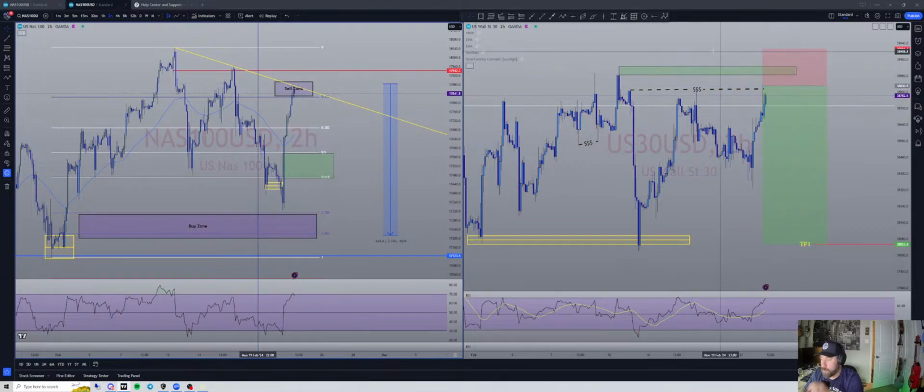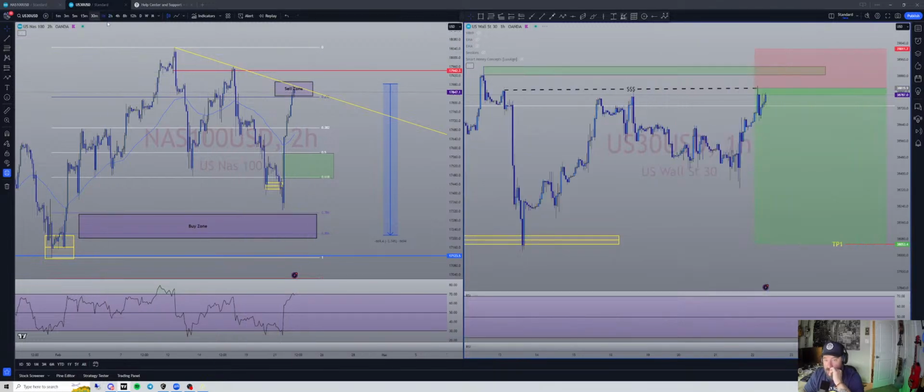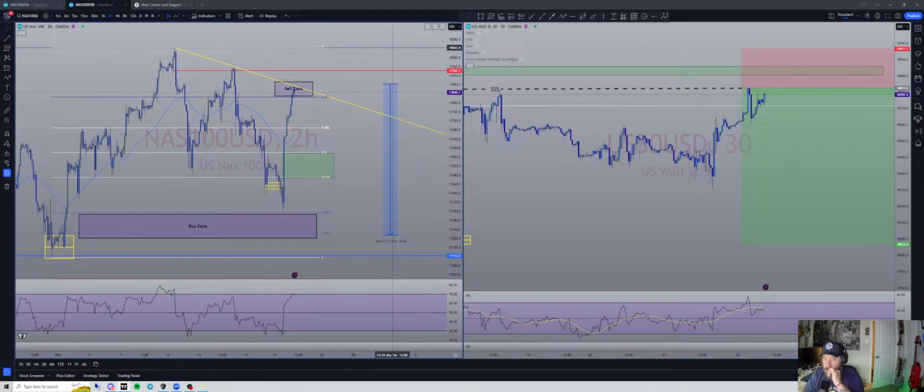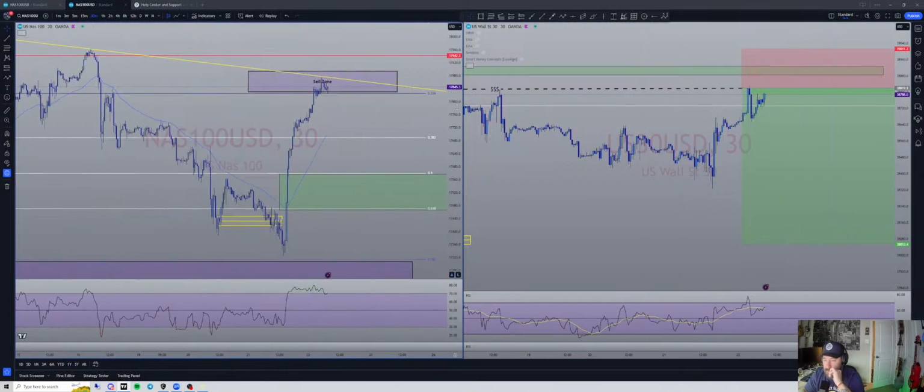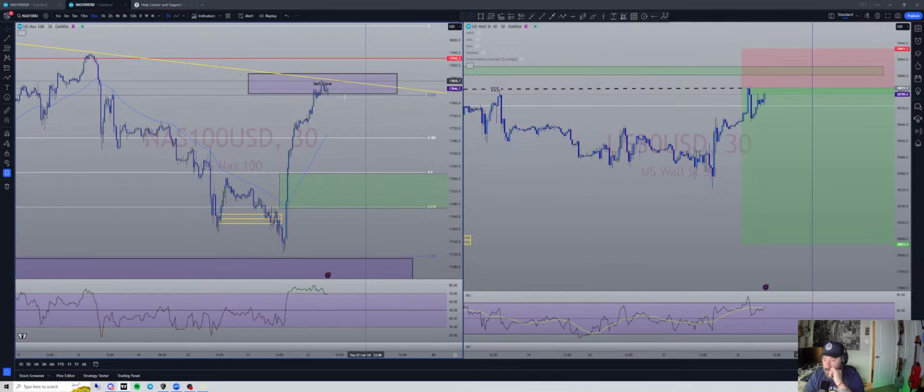Dirty 30 is just hanging out. Again, we're in just a tiny bit of profit on the dirtiest of 30, and we are probably in a tiny bit of profit on the NASDAQ. So let's come in a bit closer so we can see. Yeah, so I entered the NASDAQ trade right around the top.